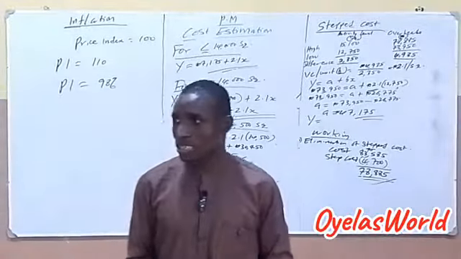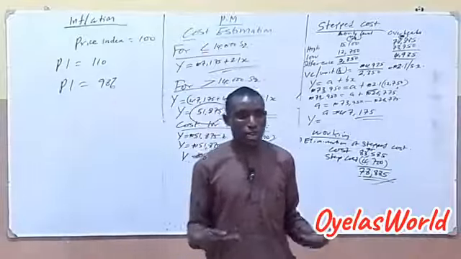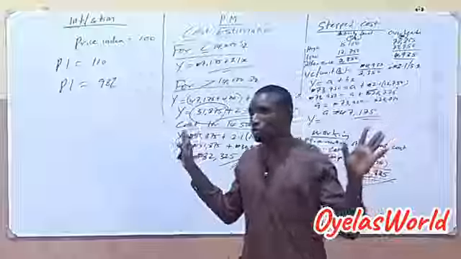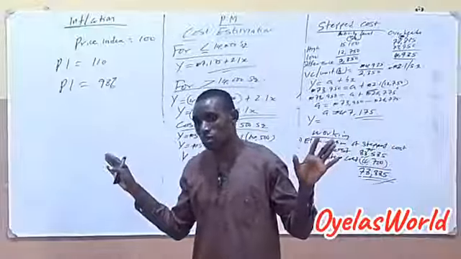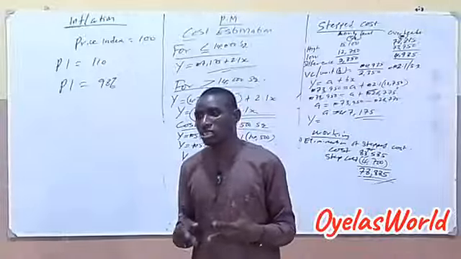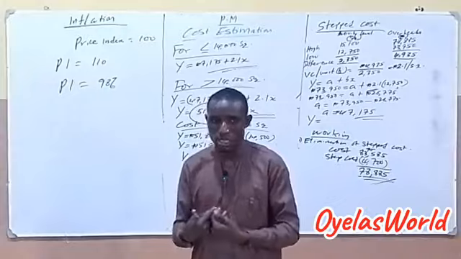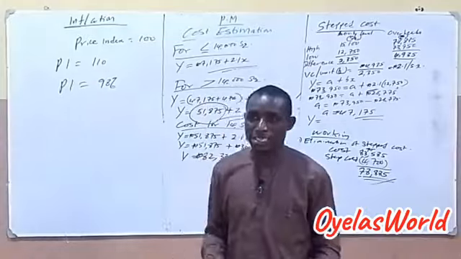PI of 98%. Deflation. Deflation by how many percent? By 2%. So this is how to quickly identify whether an economy is expressing inflation or deflation. You measure the level of inflation or deflation through your price index.